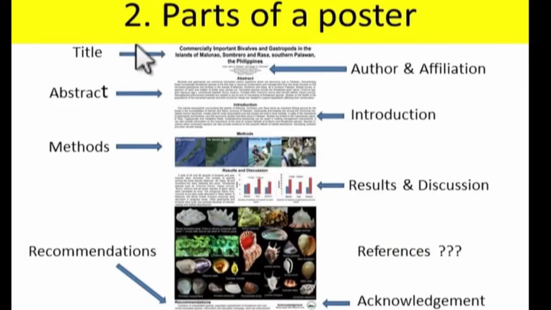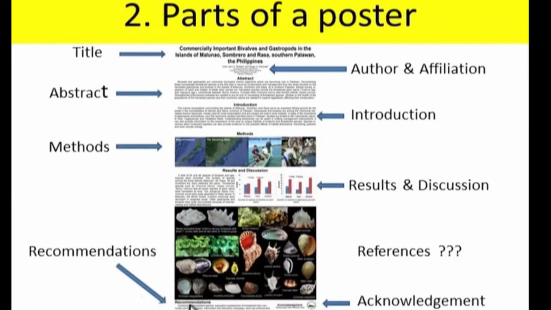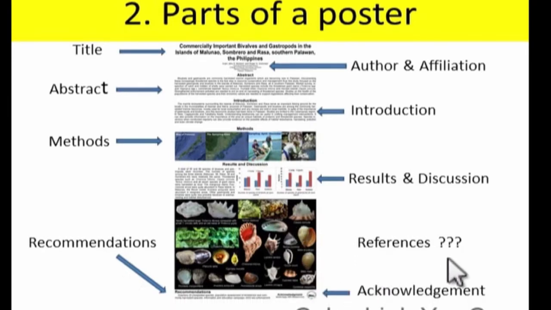Number two, parts of a poster. A poster should have a title. There should be an author and affiliation. There is an abstract, a short introduction, methods, results, and discussion. It's composed of paragraphs, graphs, and pictures. Then a few recommendations and acknowledgement. This poster does not include references, so it varies from poster to poster.